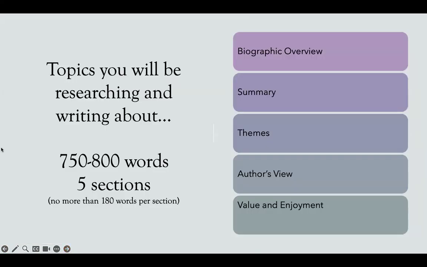So there are 5 sections. In order to stay within this very small word count of 750 to 800 words, I suggest that you don't have any more than about 100 words per section. So you have, again, the biographic overview, summary, themes, author's view, value, and enjoyment.